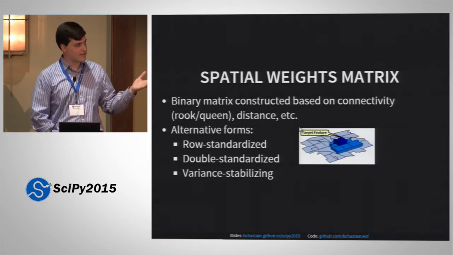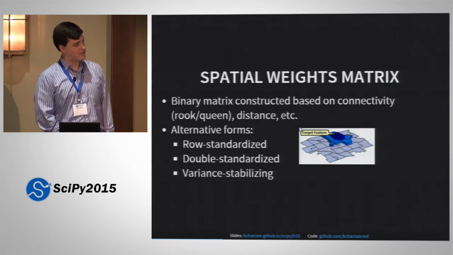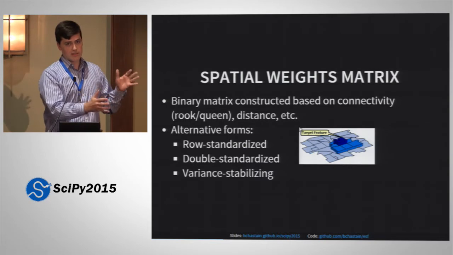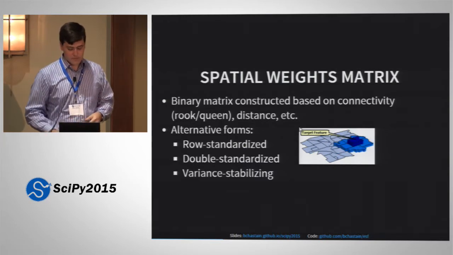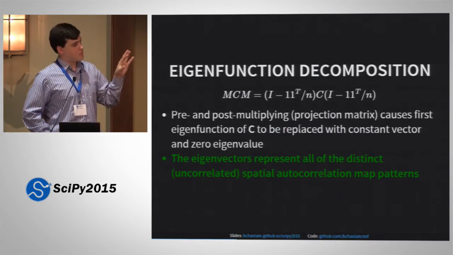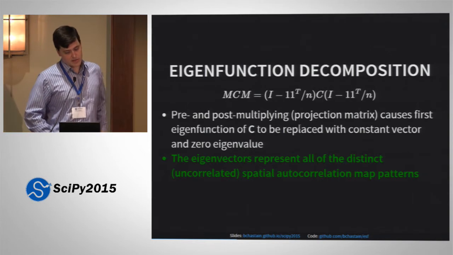You can row standardize that matrix. You can double standardize it. And there are all sorts of different variants on that. But it's the basic idea of this spatial weights or links matrix, how things are connected to one another. So you take that, and then you get this projection matrix by multiplying it by these vectors here.